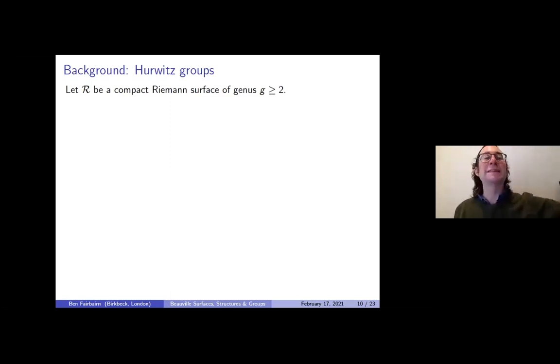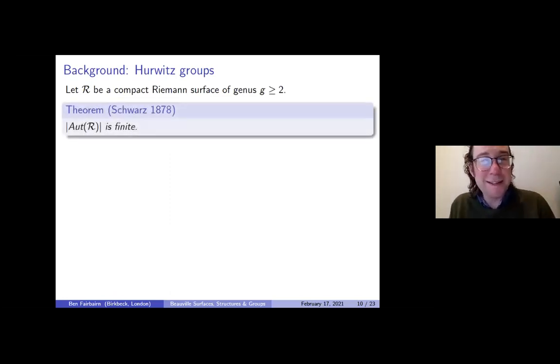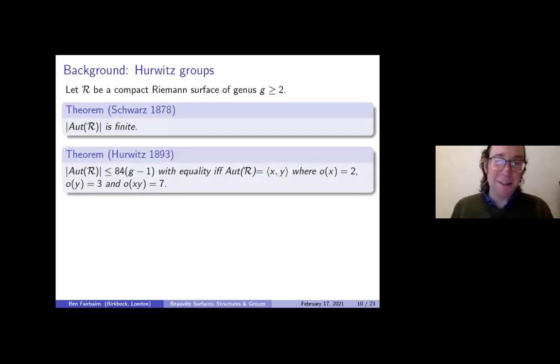What's known about that? It turns out that if R is a compact Riemann surface of genus at least 2, then thinking about groups acting on these things goes back quite far. As long ago as 1878, Schwarz managed to prove that the automorphism group of a compact Riemann surface of genus at least 2 is in fact finite. This is a theorem that everybody forgets, and his name certainly isn't that well known, largely because barely 15 years later it was overshadowed by a much more interesting theorem of Hurwitz, who managed to verify that the automorphism group is not only finite, but its order is at most 84 times (g minus 1).